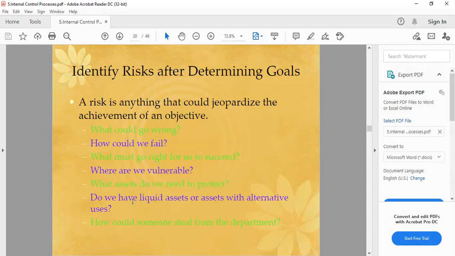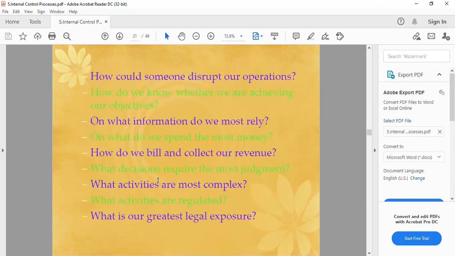Do our liquid assets have alternative uses? Because it's possible that they're just kept there, but there could be some opportunities to earn more. And this is quite, of course, important because the question is, how could someone steal from the department? So this is now a matter of prevention of certain people, especially unauthorized ones, gaining access to assets of the organization, and they're going to appropriate such for their personal gains and advantages. And many questions. So, disruption of operations.